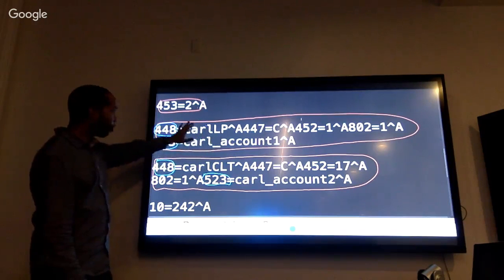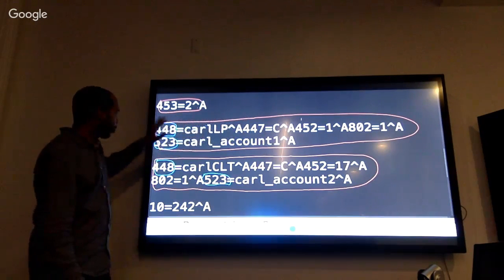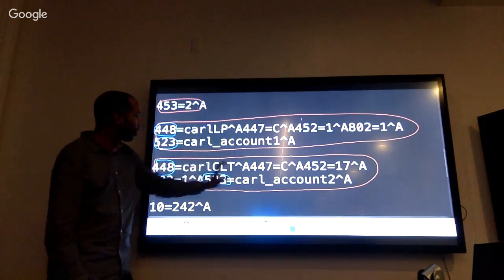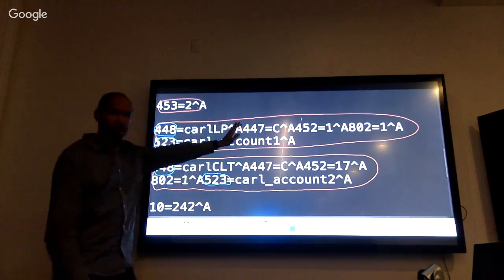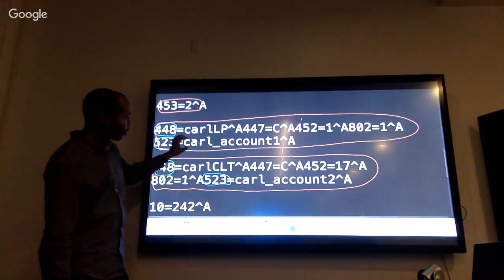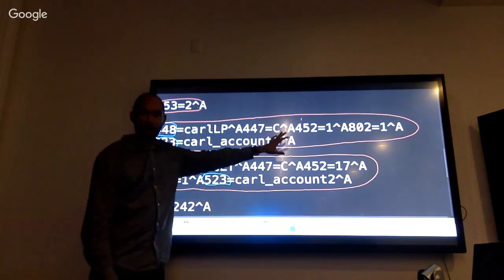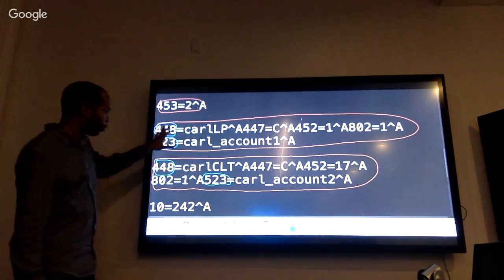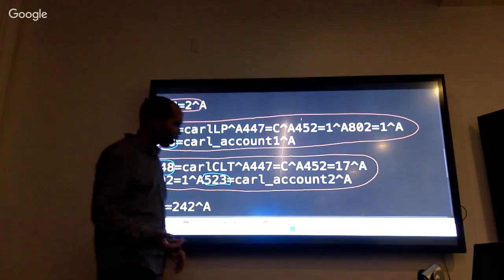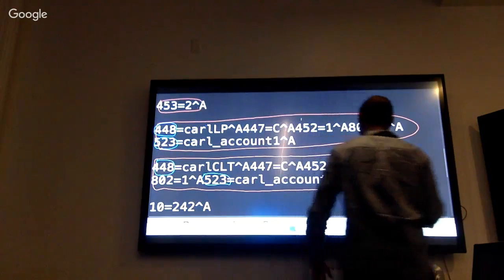Maybe Carl LP has multiple accounts, so we know it's Carl LP trading against Carl CLT, but which Carl LP account should this transaction be applied to? It's Carl account 1. So that is how you could interpret these messages. Again, it really depends on what was agreed upon by the counterparties, but that's the way I would interpret this.